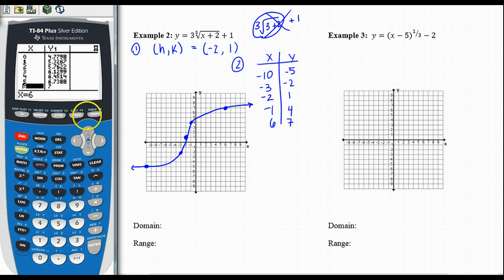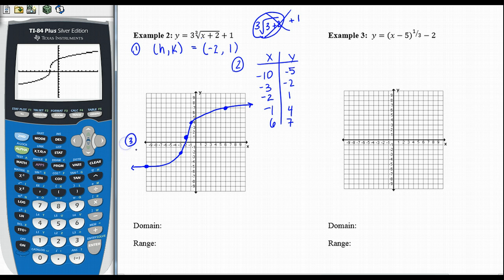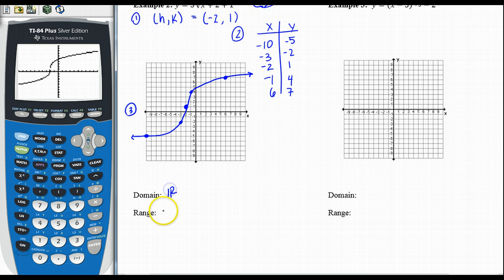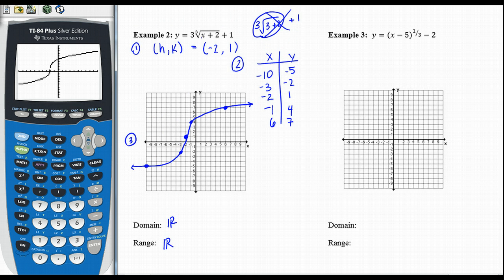And you can always double check by hitting the graph key to make sure it looks the same, which it does. So that's step 3, right? Plot and graph. And then again, the domain and range are both all real solutions because it goes up and down forever and left and right. And this is always going to be true for a cube root function.